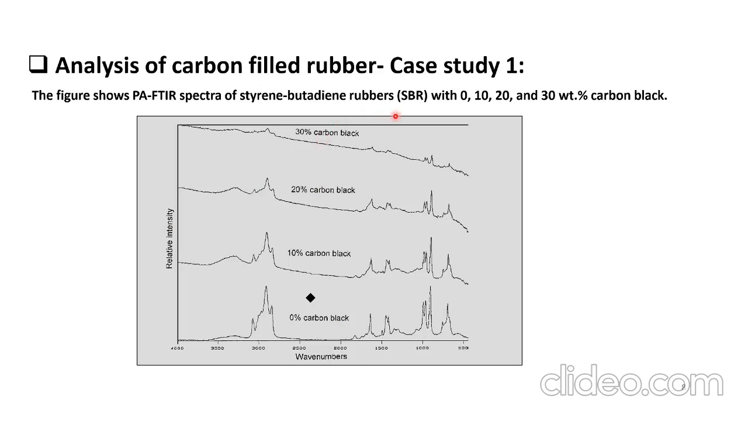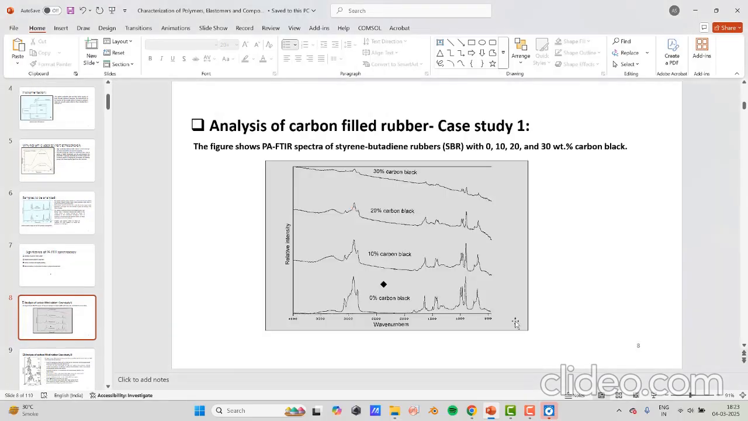So as we can see, when we increase the carbon percentage, the peaks are diminishing, basically. So this can be very well checked with the help of this PAS FTIR.